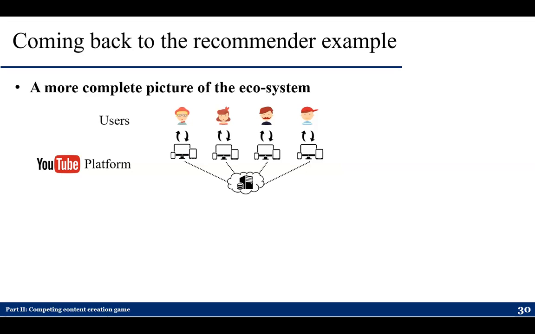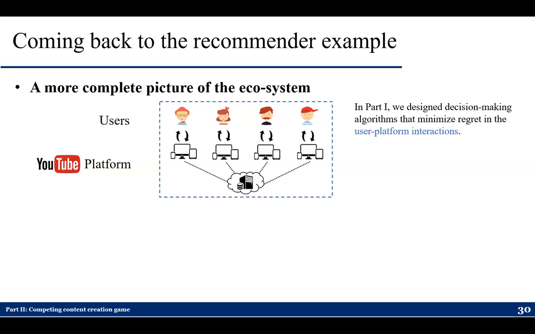So now we are ready to move on to the second part of the talk. Just now, what we were talking about is we only considered the interactions between our recommender system, let's say a platform like YouTube, and the users. We designed different decision-making algorithms such that this platform can minimize the regret in its interaction with its users, meaning it can quickly identify what items each user likes over a very short period of time.